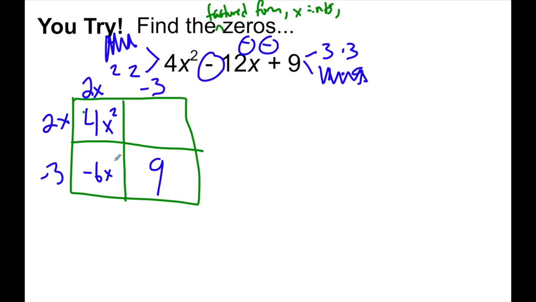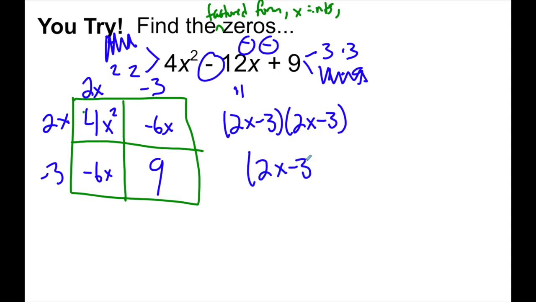So I get negative 6x for a negative 12x. So what this is equal to is 2x minus 3. And what we should write this as, when we have these the same, 2x minus 3 and 2x minus 3, the correct way to write that is (2x minus 3) squared. And now, if we recall, how many x-intercepts slash zeros am I going to have? I'm only going to have one, and that's because there's only one unique factor.